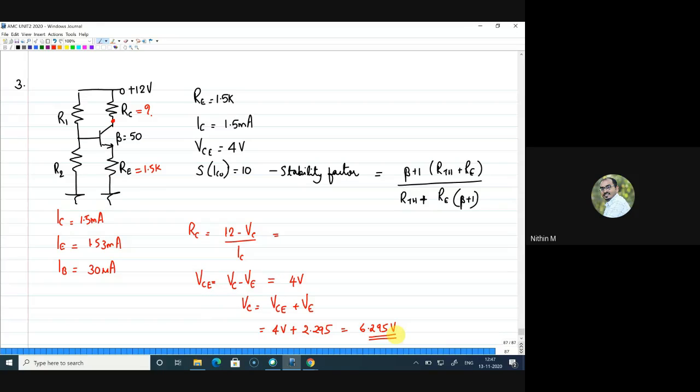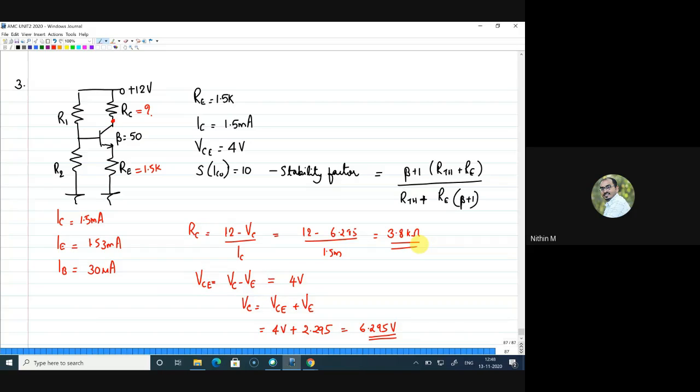Now how to find RC? RC is 12 minus 6.295 divided by the current IC, which is actually 1.5 milliamps. So what is the RC value? 12 minus 6.295 divided by 1.5 milli is 3.803K. Yes, RC is 3.8K. Yes, Bhavana. I think many of you got the answer. You got 3.72? Can you check it again, Bhavana? I think you will get exactly 3.8. All right, so that is done.